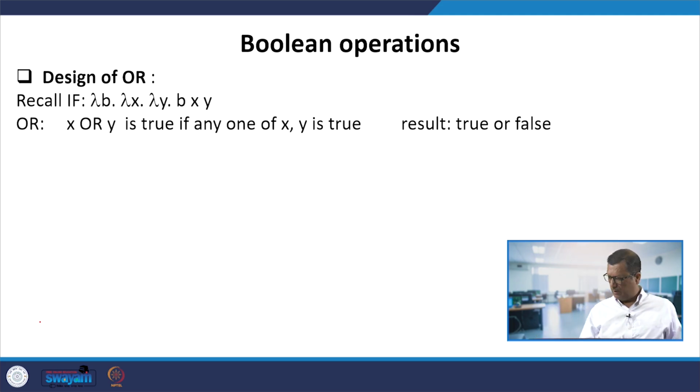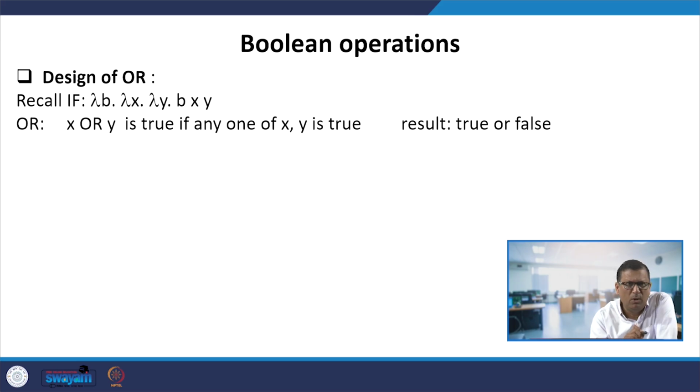Our starting point for the design would be the if function. Recall that if was designed in this way: there are 3 parameters b, x, y, and if b is true, we get the first argument x. Now OR has 2 arguments x and y, and if any one of them is true, the result will be true, and the result will be false when both of them are false.